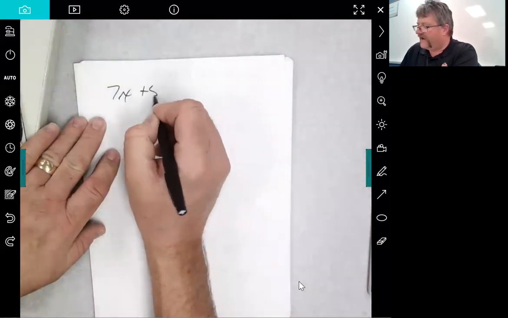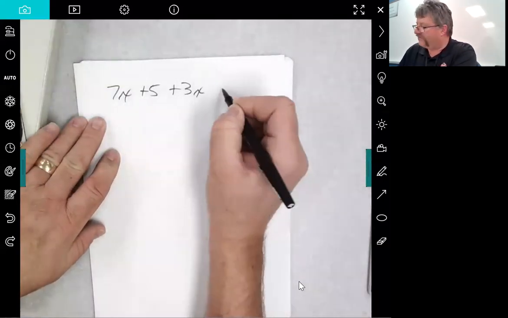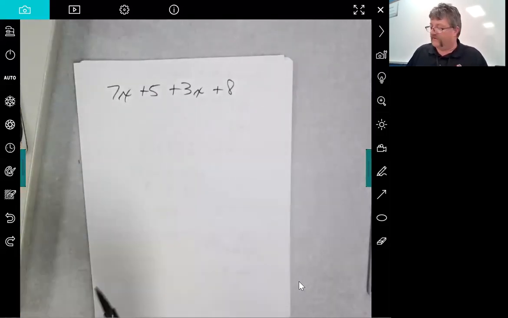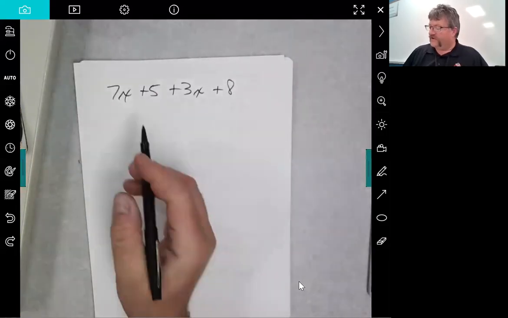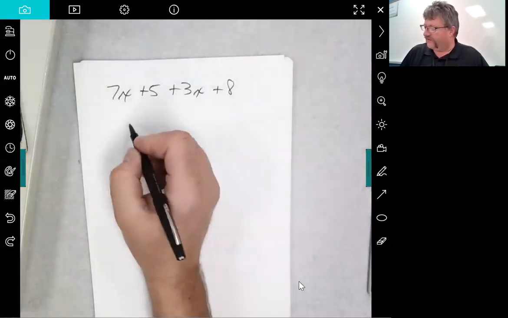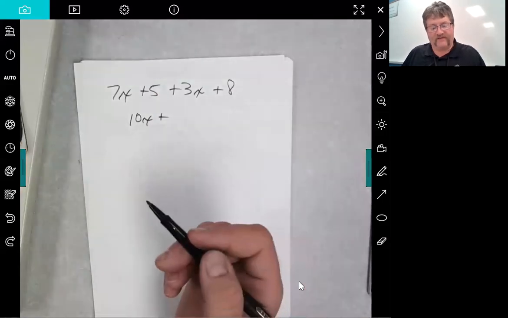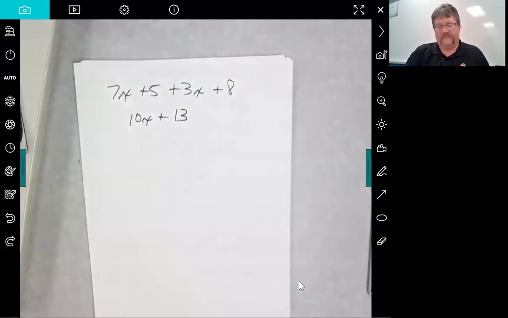7x plus 5 plus 3x plus 8. All we're doing is combining like terms. There's no distributing. We're just using the commutative property and shuffling stuff around. The 7x plus 3x gives me a 10x, and the 8 plus 5 gives me a 13. Got it.